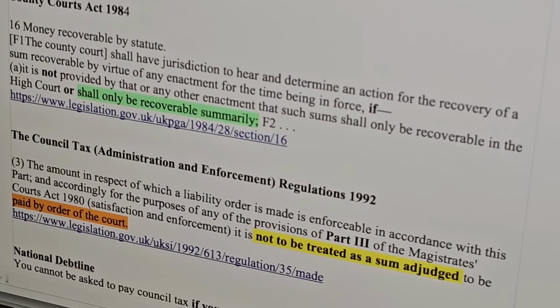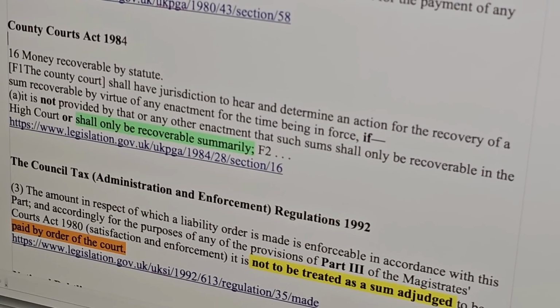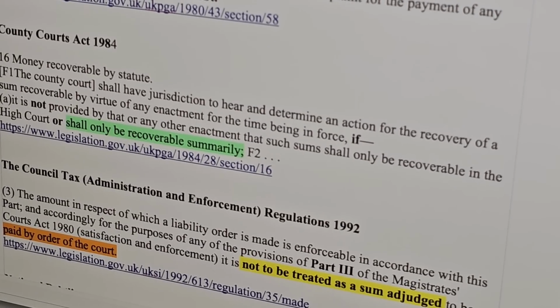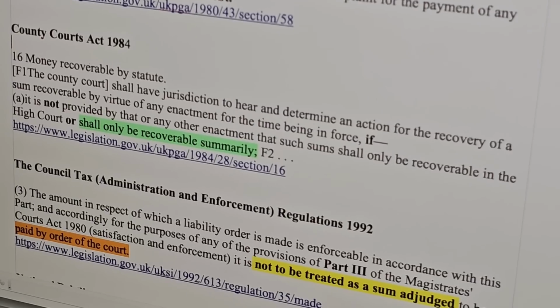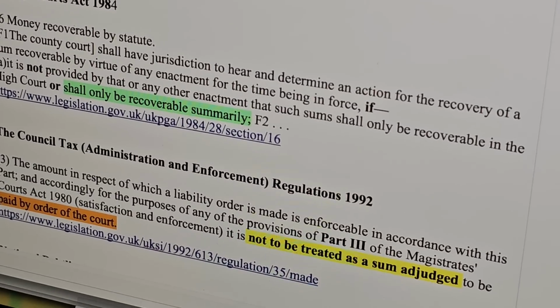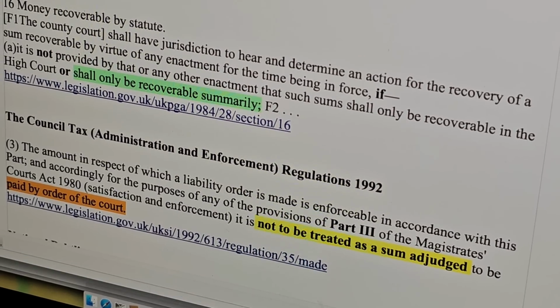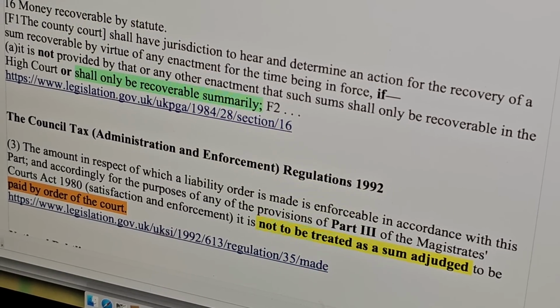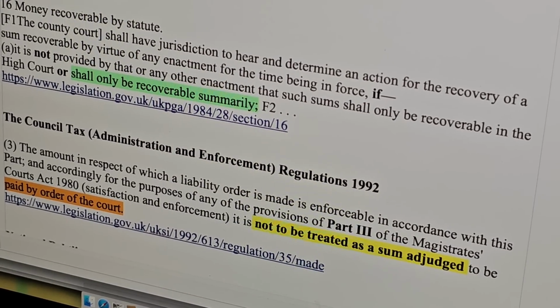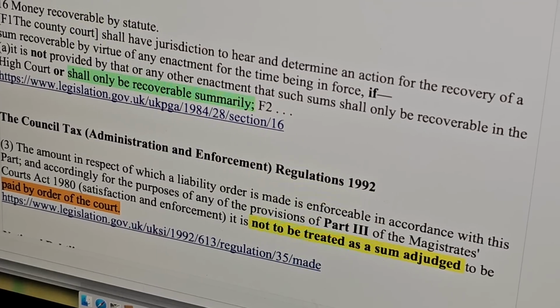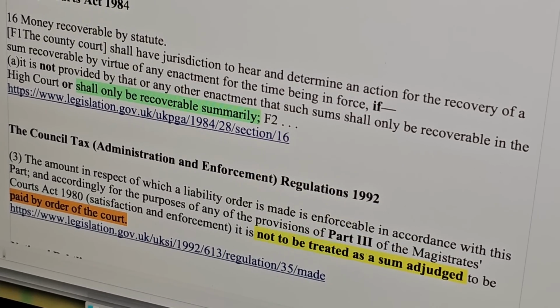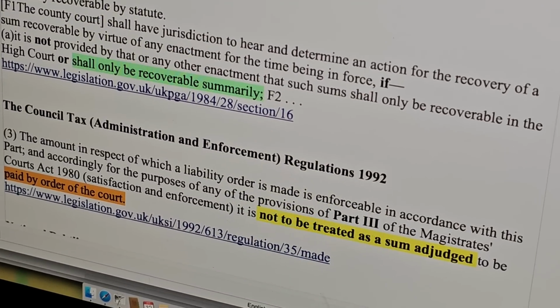The Council Tax Administration and Enforcement Regulations, Section 3, says the amount in respect of which a liability order is made is enforceable in accordance with this part, and accordingly, for the purposes of any of the provisions of Part 3 of the Magistrates Court Act 1980, satisfaction and enforcement is not to be treated as a sum to be paid by order of the court. That means it's not to be treated as a criminal fine.